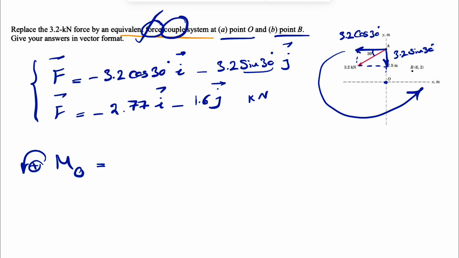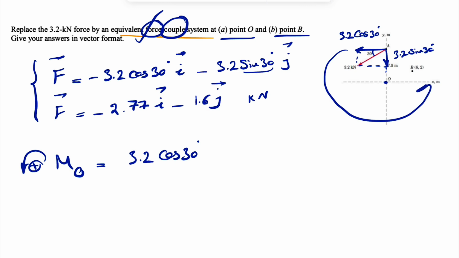As we can see, it will be in this direction. So it's counterclockwise, so it will be positive, and the force is 3.2 cosine of 30. We're not considering any sign because we already accounted for the sign in the direction of the moment about point O, what I just showed. So that would be that. And for the distance, we have 7.5 meters, and this is going to give us the moment about point O.